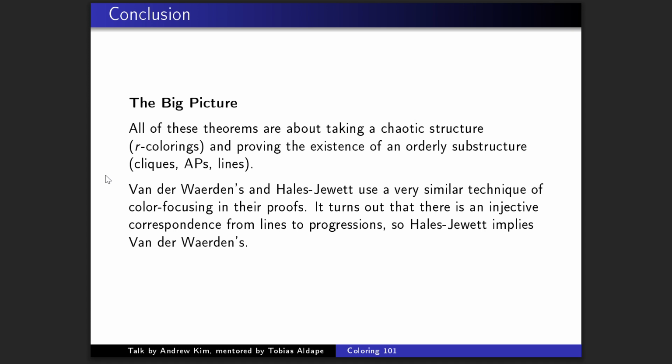Another interesting thing is that van der Waerden and Hales-Jewett actually have a very direct relation between them, because it turns out if you take a combinatorial line and you have a map that sends the coordinates to a base k representation, then if you apply this map to the entire line, you'll get an arithmetic progression. That means there's an injective correspondence from combinatorial lines to progressions. And you can use this fact to prove van der Waerden's theorem using the Hales-Jewett theorem. So there's an interesting connection between these two.